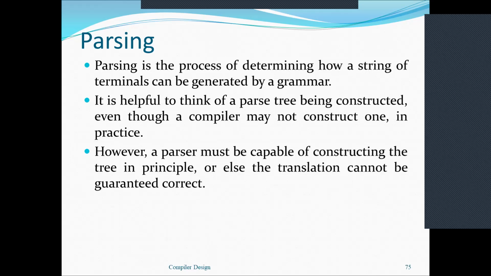So here also it is parsing, meaning it says how a string of terminals can be generated by a grammar. So it is helpful to think of a parse tree being constructed, even though a compiler may not construct one in practice. When we give the code to a compiler, when you write in C the statements scanf A and B, C is equal to A plus B, printf C, do you think that the C compiler creates a parse tree, what we are seeing here?